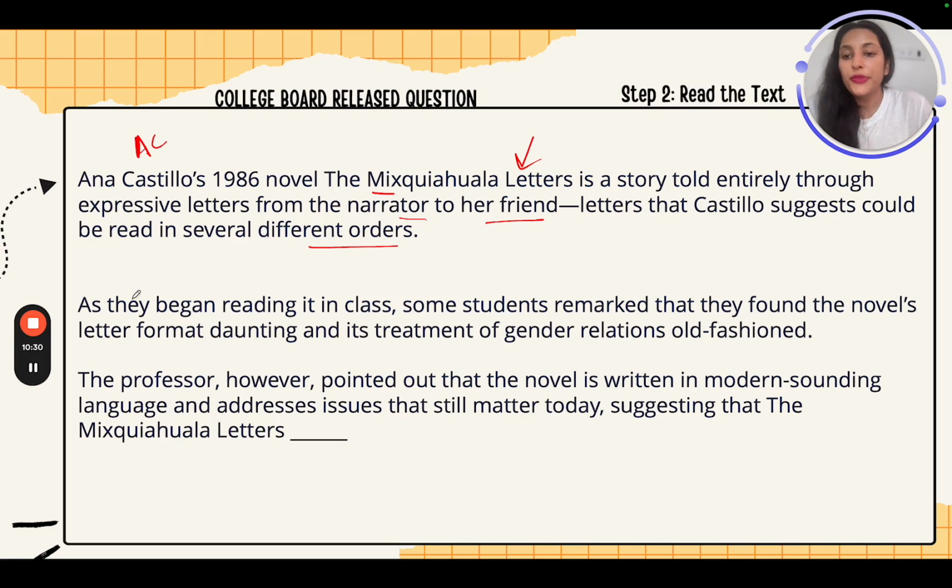Let's read ahead. As they began reading it in class, some students... so we are reading these letters in a class.